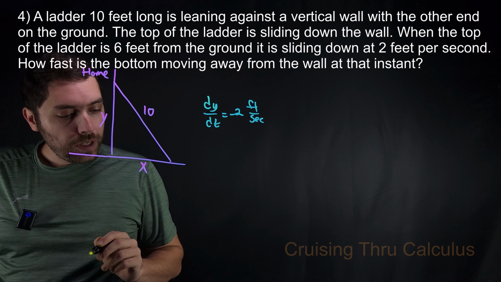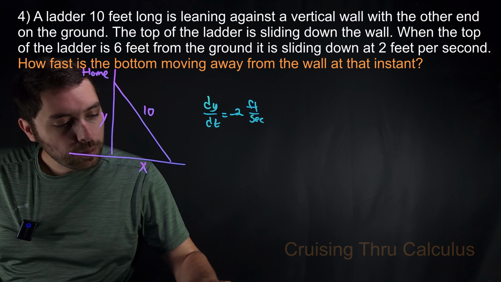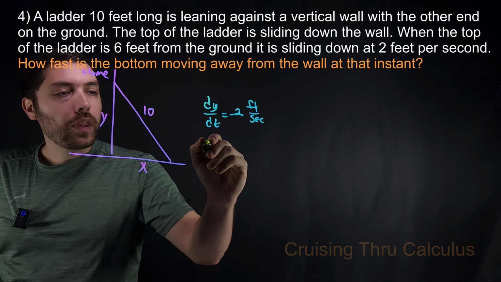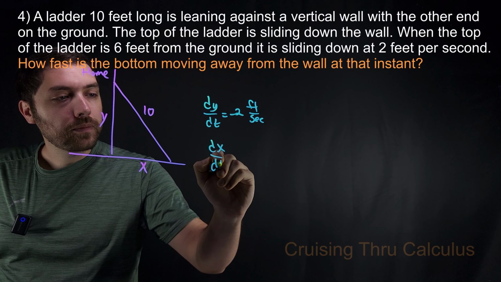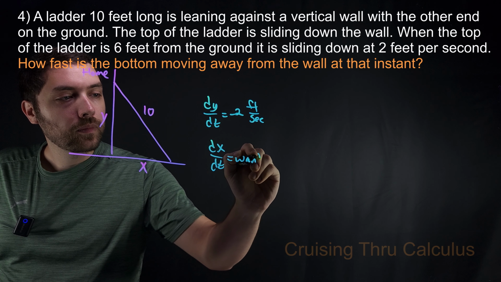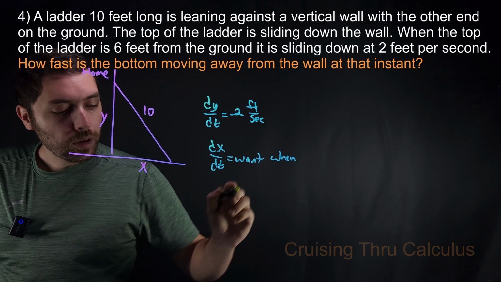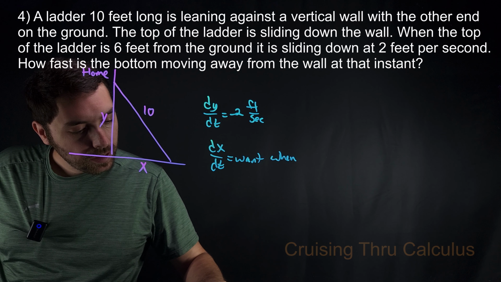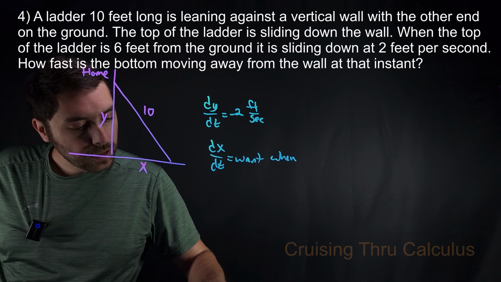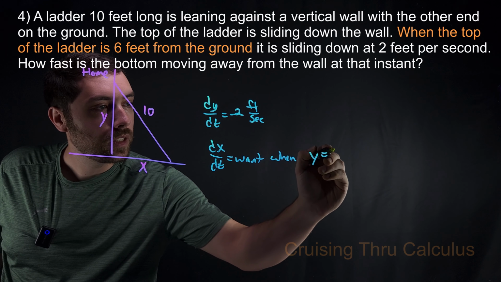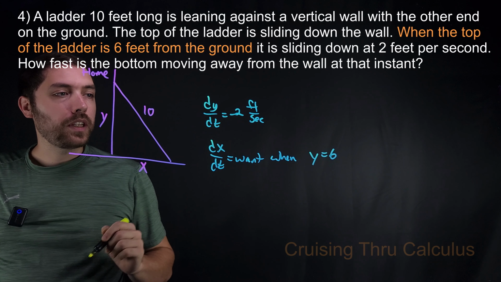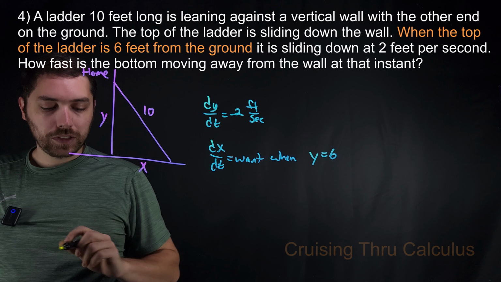Now, they want us to figure out how fast is the bottom moving away from the wall. Well, that's going to be dx/dt. And we want to know what is that rate when the distance from the top of the ladder to the ground is 6. So in other words, when y is equal to 6.